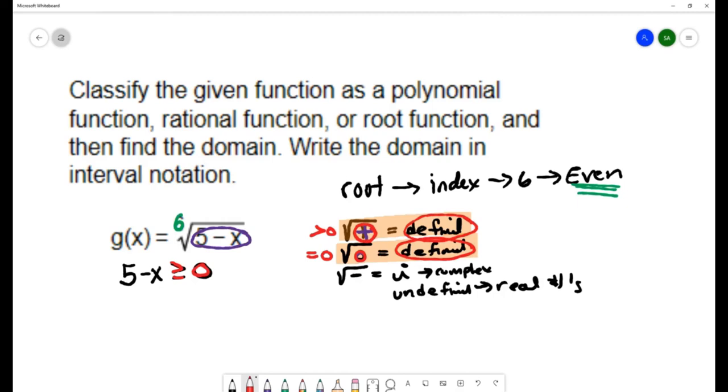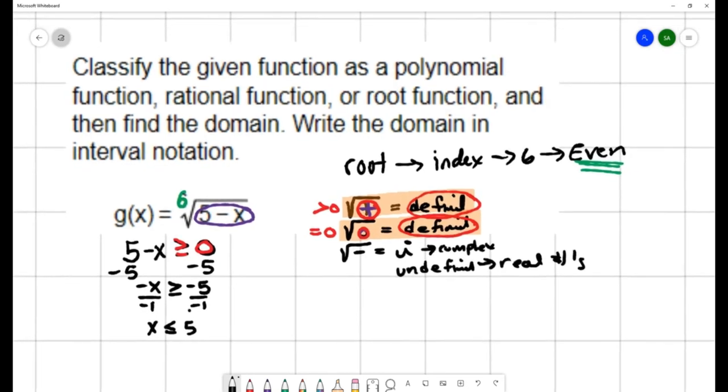So then we're going to solve this inequality. I'm going to subtract 5. That gives negative x is greater than or equal to negative 5. We're going to divide by -1 to get x by itself. And we need to reverse the inequality symbol because we divided by a negative. So we get x is less than or equal to 5.